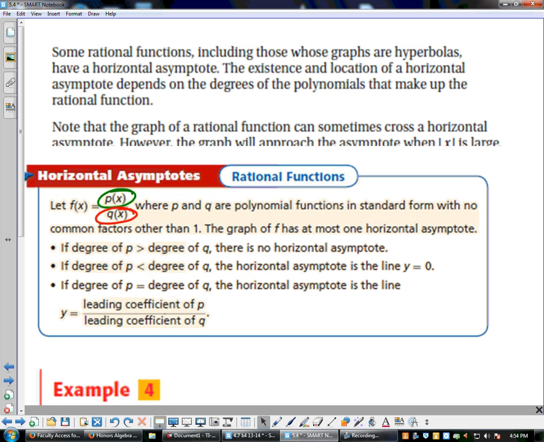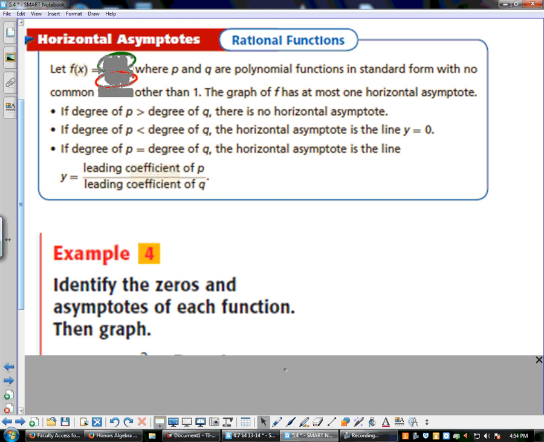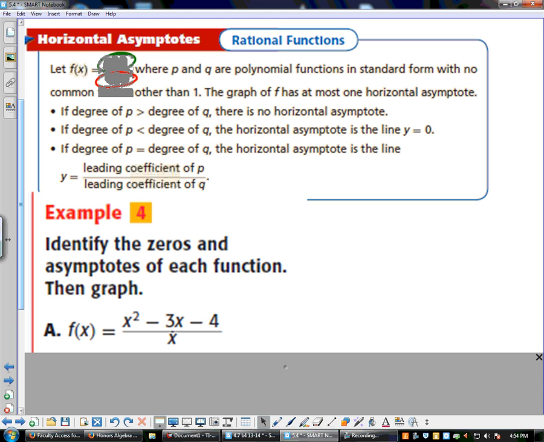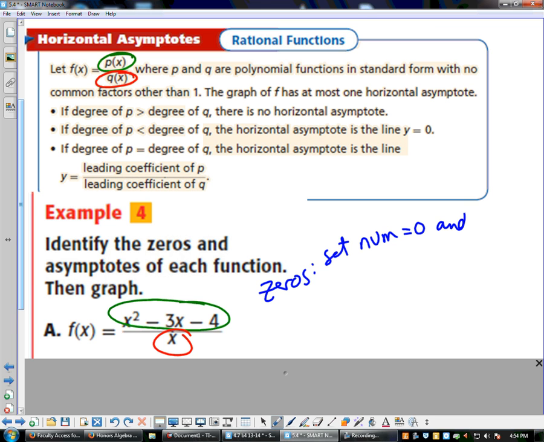So let's take a look at some examples of this to make sure we're understanding what's going on. So example 4 says identify the zeros and the asymptotes of each function and then graph. So let's follow this rule. We have our numerator here, and we have our denominator here. We're supposed to find the zeros first. So to find the zeros, remember we set the numerator equal to 0 and solve.